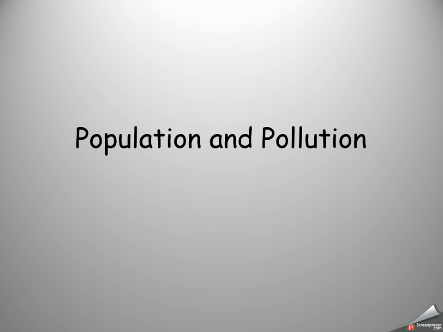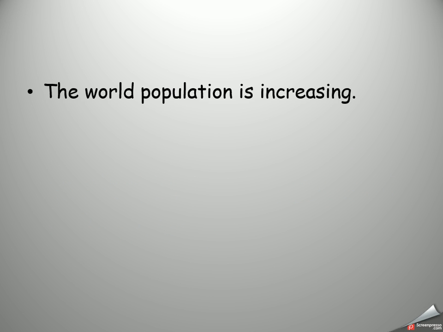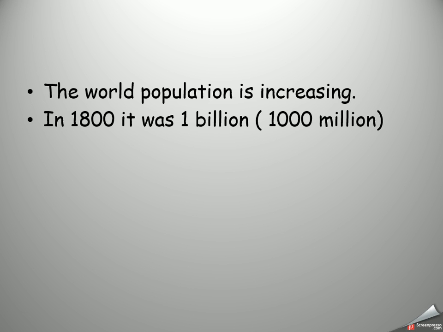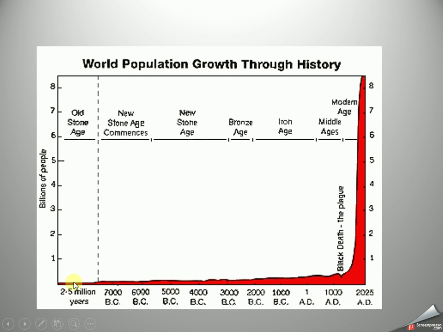Okay, population and pollution. Okay, the world's population is, I was going to say improving, but it's increasing. In 1800, it was around about 1 billion, which is 1,000 million. Now there are 8 billion. That's a big increase. Okay, and so you can see that over here. This is a graph of the world population throughout history. So you've got the Stone Age, the Bronze Age, the Iron Age, etc. And you can see that the world's population was very, very low. And then suddenly, bang, massive increase.